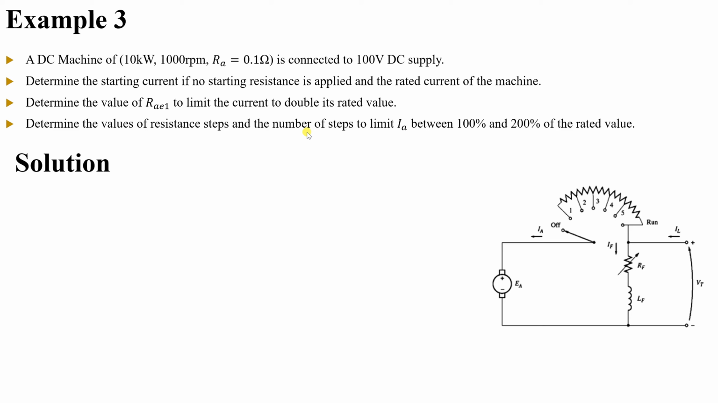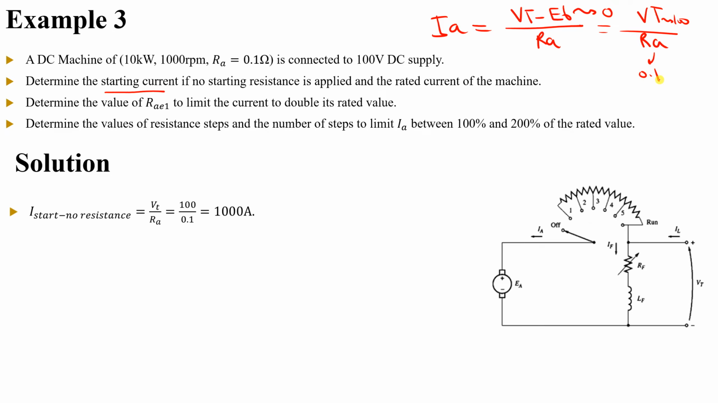Number 1, we need the starting current. We know from KVL that I armature equals V terminal minus E back over R armature. Now at starting, E back is equal to 0. So our I armature at starting will be V terminal over R_A. V terminal is the 100 volt DC supply, R armature is 0.1. So this is the first solution: I start without any starting resistance equals 1000 amperes.